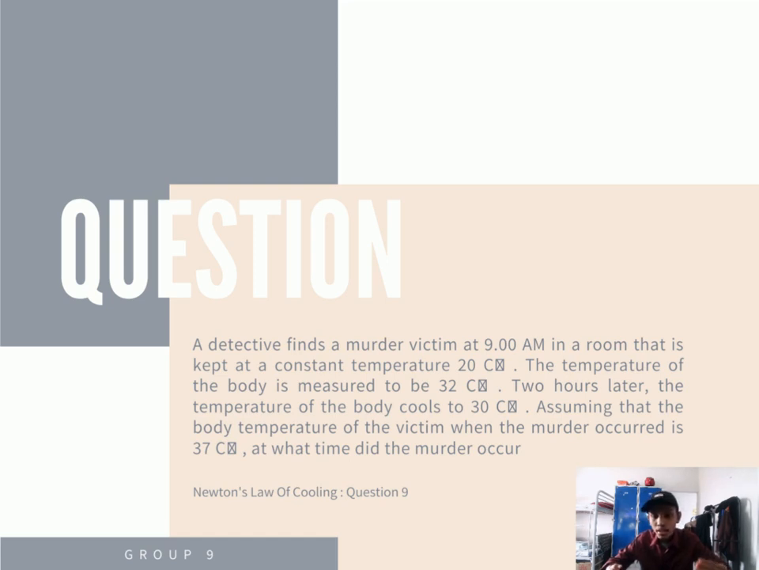The question is: a detective finds a murder victim at 9 a.m. in a room that is kept at a constant temperature of 20 Celsius. The temperature of the body is measured to be 32 Celsius. 2 hours later, the temperature of the body cools to 30 Celsius. Assuming the body temperature of the victim when the murder occurred is 37, at what time did the murder occur?